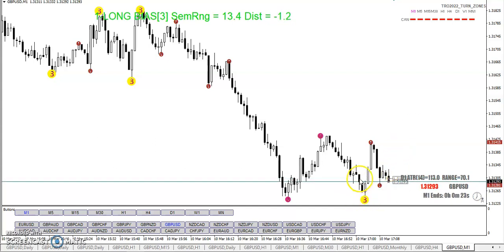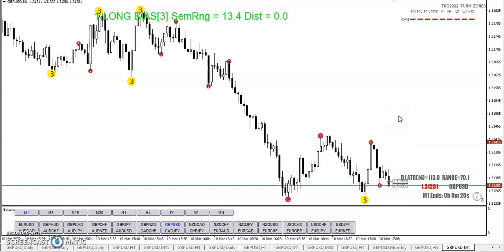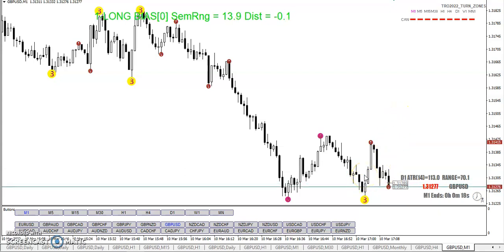Now right here, just before I made the video, I saw price had dropped way down and I jumped in and just picked up a few pips because I saw that three ball. I saw price moving up.